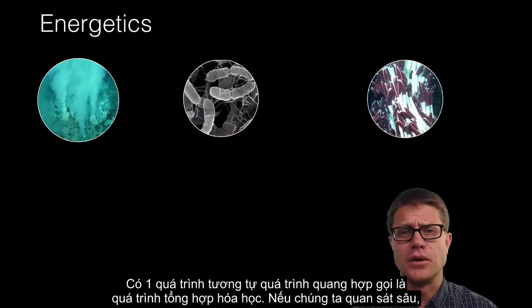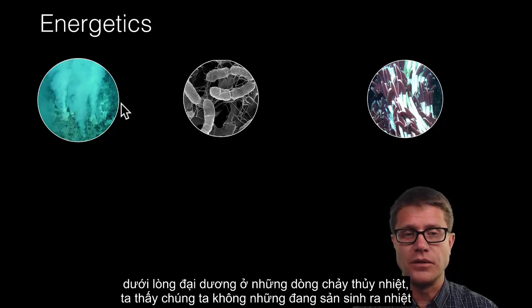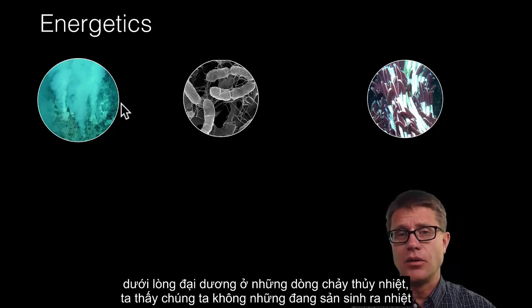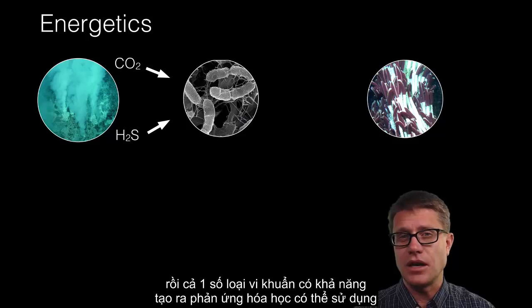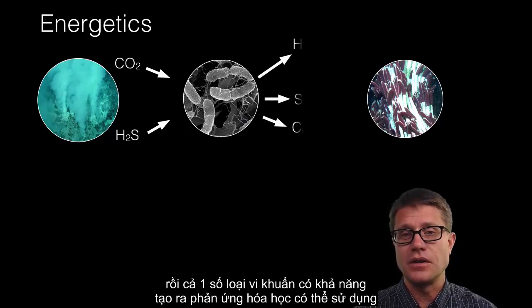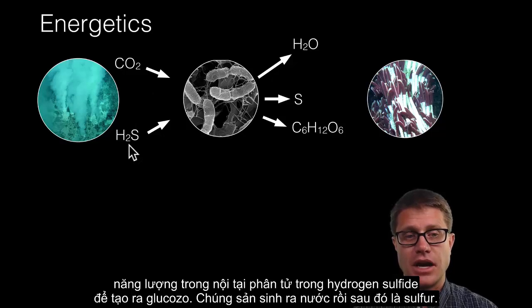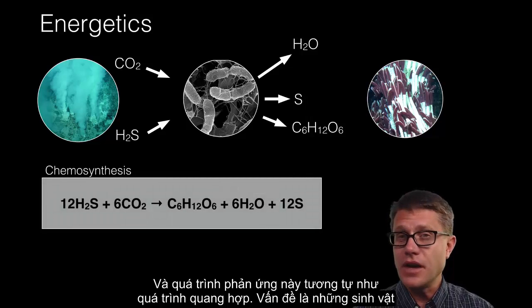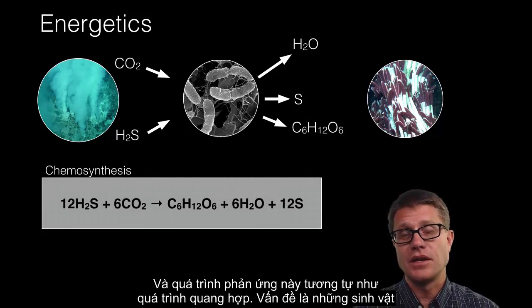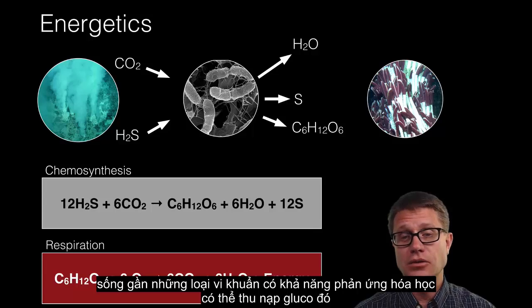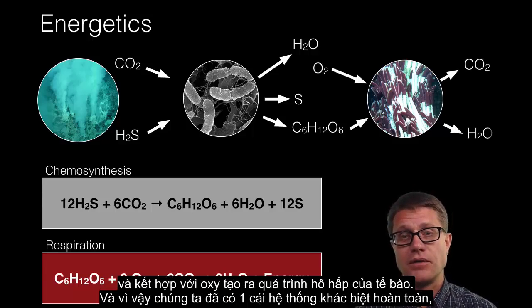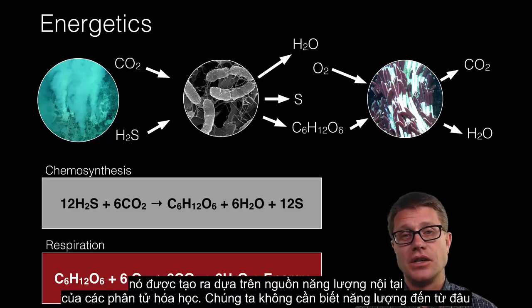Now, something very similar to photosynthesis is called chemosynthesis. And so if we look down deep in the oceans at these hydrothermal vents, we're producing not only heat, but we're producing a chemical, hydrogen sulfide. Also, methane can be used this way. And so certain chemosynthetic bacteria, look how similar this is to photosynthesis, can use the energy in the bonds of the hydrogen sulfide to make glucose. They release water and then sulfur. And so the equation looks very similar to photosynthesis. Now, what happens is things living around the chemosynthetic bacteria can take in that glucose, and they can use oxygen to do cellular respiration. And so we have a totally different system. It's built on the energy inside the chemicals.